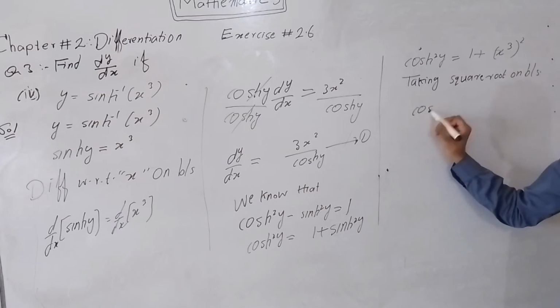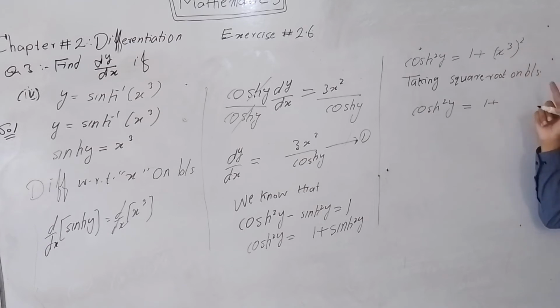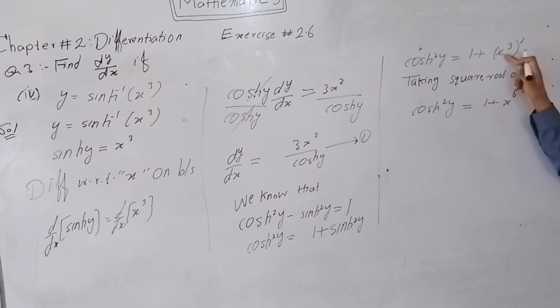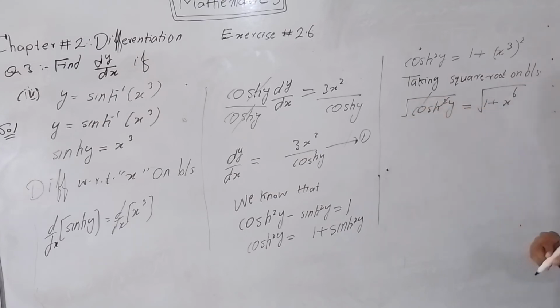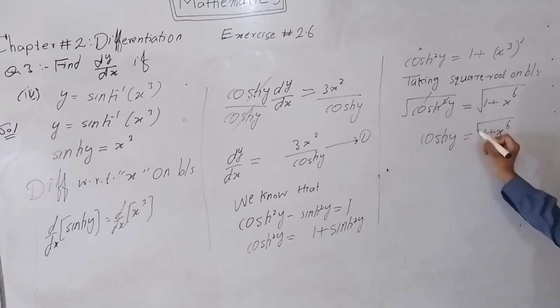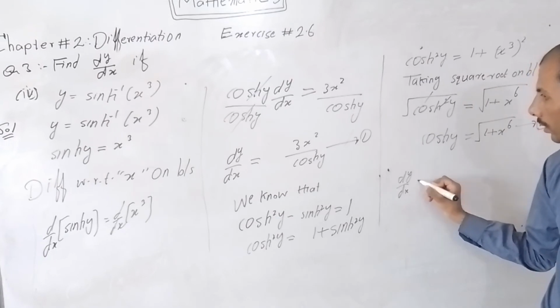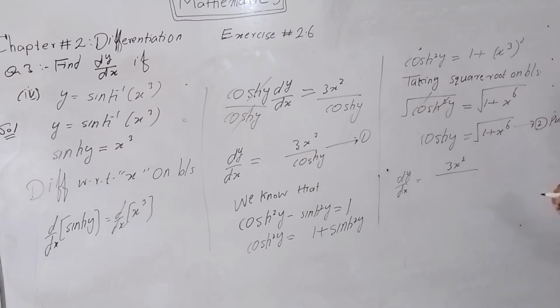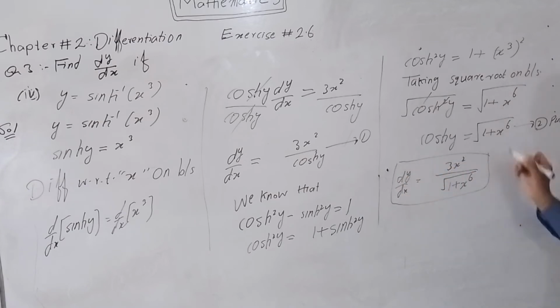Cosh square y is equal to 1 plus x cube multiplied, 3x power 6, 3 2 times 6 x power 6, under root, square and under root cancel. Cosh y is equal to square root of 1 plus x power 6. Put in 1: dy over dx is equal to 3x square divided by square root of 1 plus x power 6, which is the required solution.